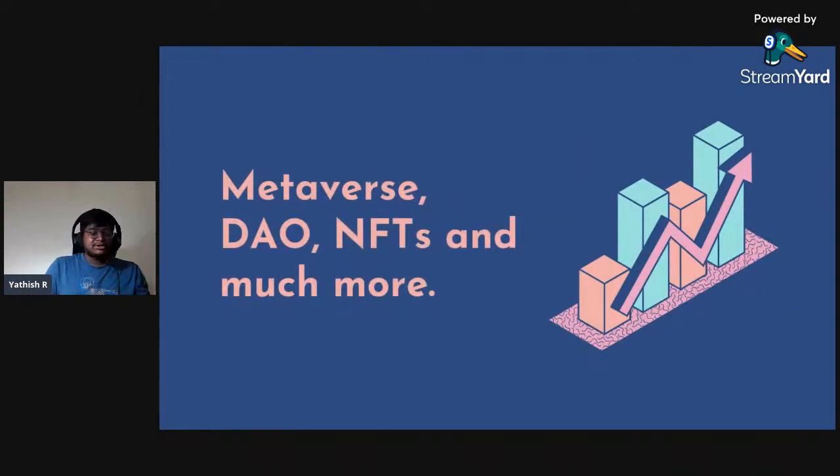And metaverse, DAOs, NFTs, and much more. So this is the next one. I'm going to show you the timeline of what has happened previously and what is going to happen later.